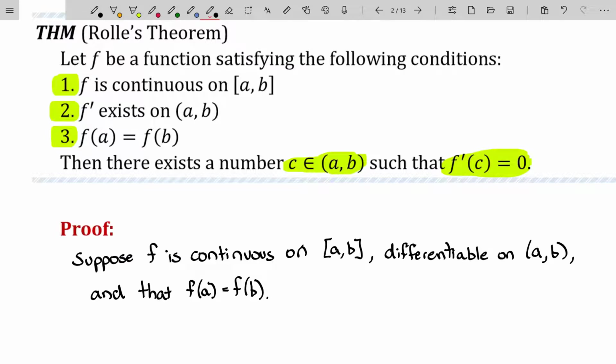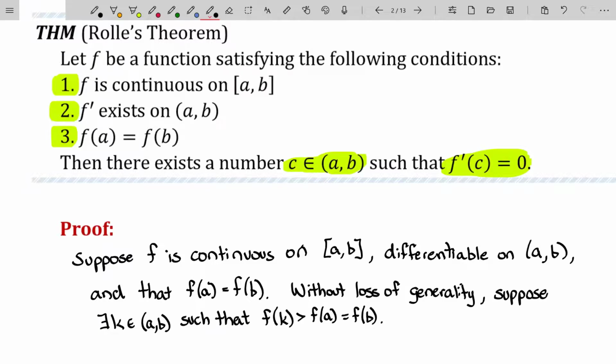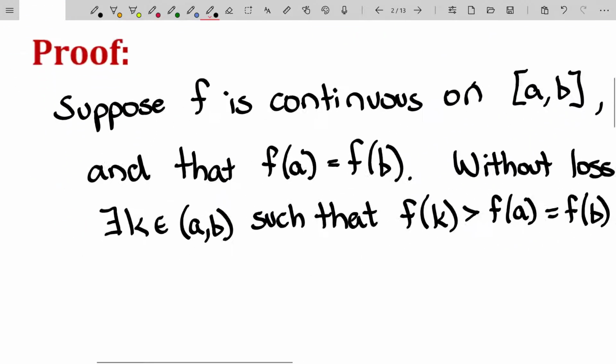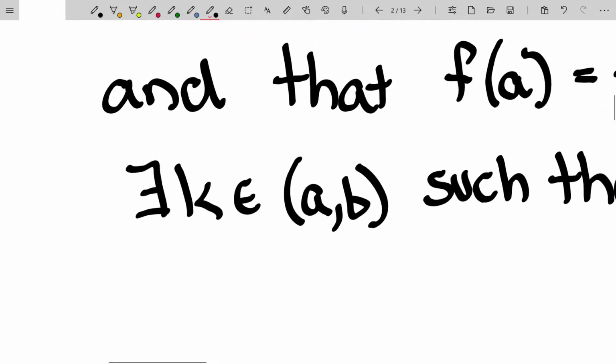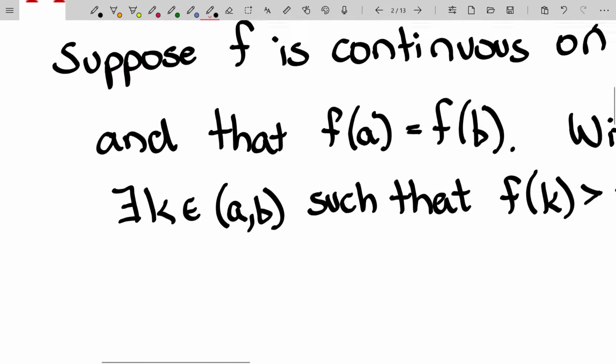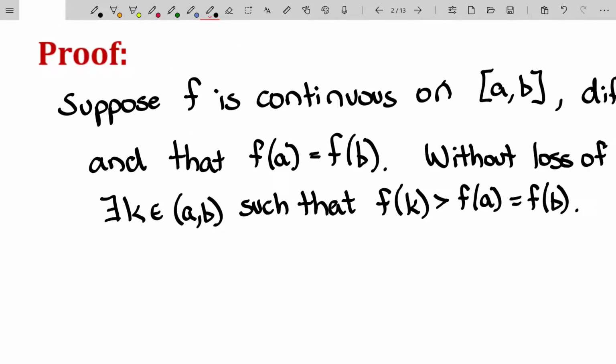In every proof, you should start with the antecedent, basically the assumptions here. We're allowed to assume that f is continuous on a closed interval a to b, differentiable on the open interval a to b, and that f of a is equal to f of b. When I say f, by the way, I'm assuming that's a function. Now, without loss of generality, suppose that there exists, that's what this backwards capital E means, a k in our interval from a to b such that f of k is greater than f of a, which is the same as f of b.